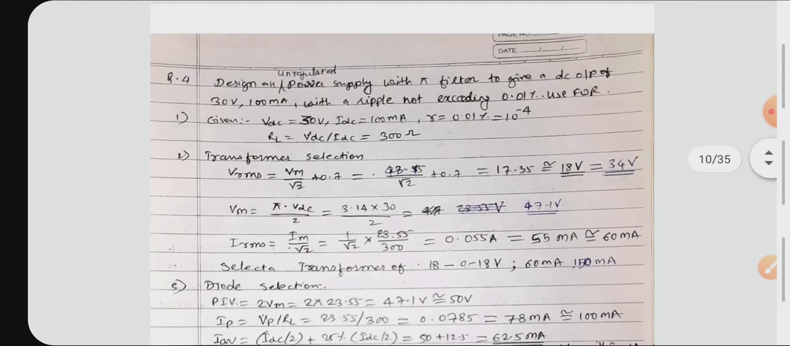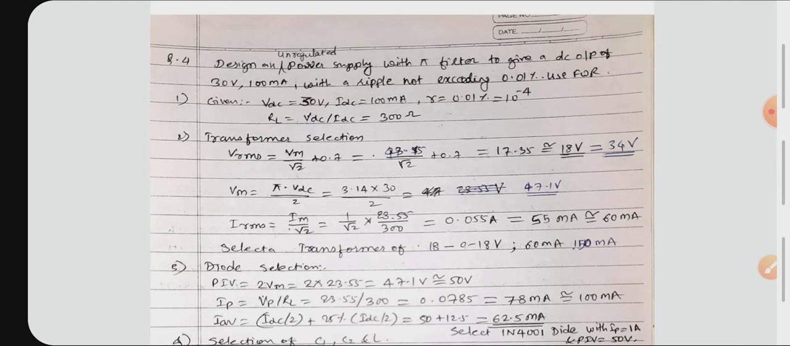Third type of problem can be asked, design an unregulated power supply with pi filter. Okay, we have seen the problems with capacitor filter, inductor filter, and now it is with pi filter. So what is the problem? Design a power supply with pi filter to give DC output of 30 volt 100 milliampere with a ripple not exceeding 0.01%. It is given here, use full wave rectifier. If not given, you can assume full wave or bridge rectifier.